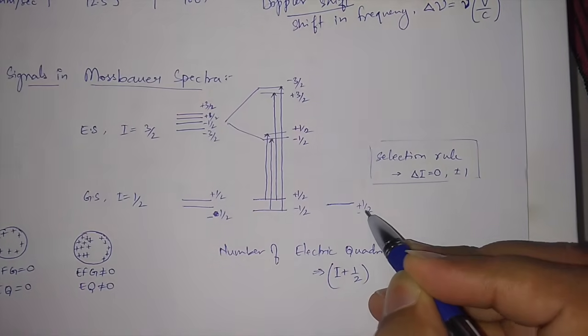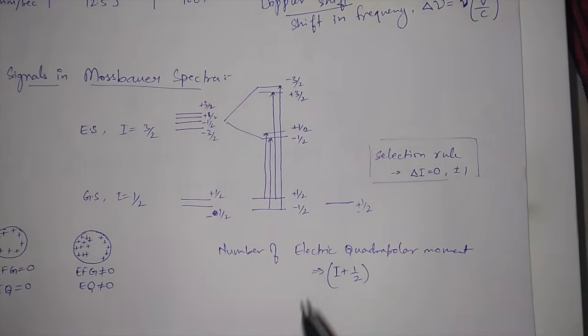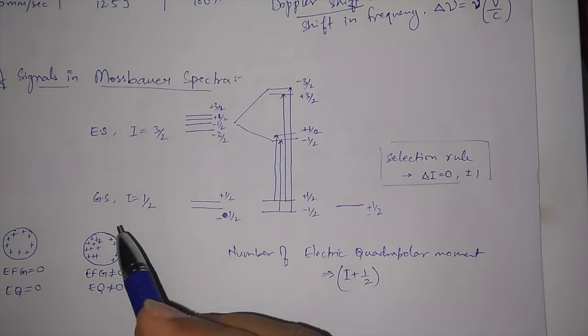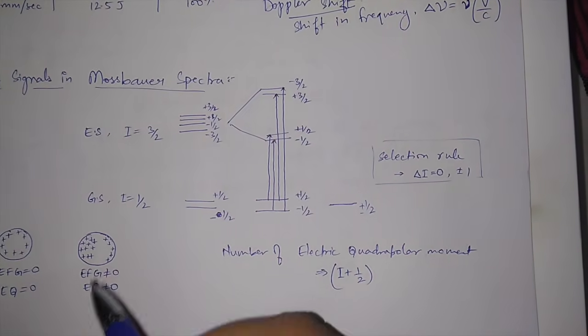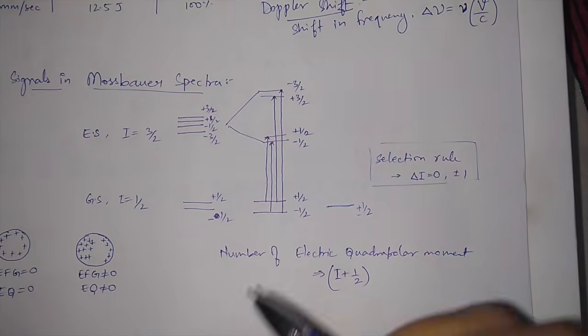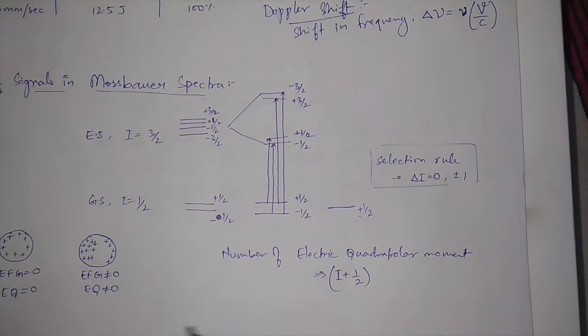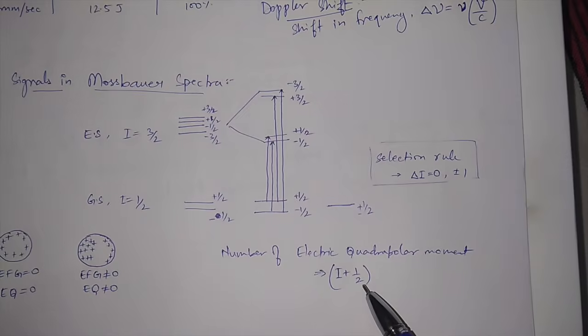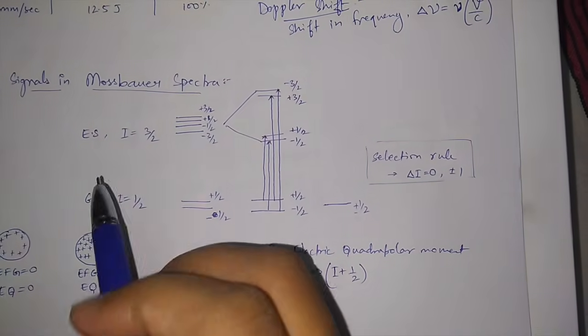Okay, it can be plus or minus half, both at one place only. So this is a degenerate energy level. Now for the excited state, the electric field gradient is not equal to 0, and at that time electric quadrupole splitting will take place, and that will be equal to I plus half. And we know that the I value for the excited state is 3 by 2.